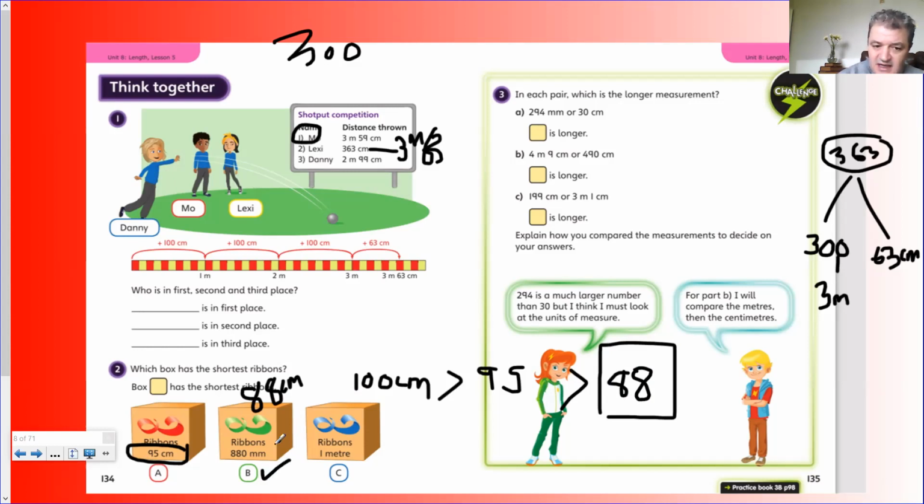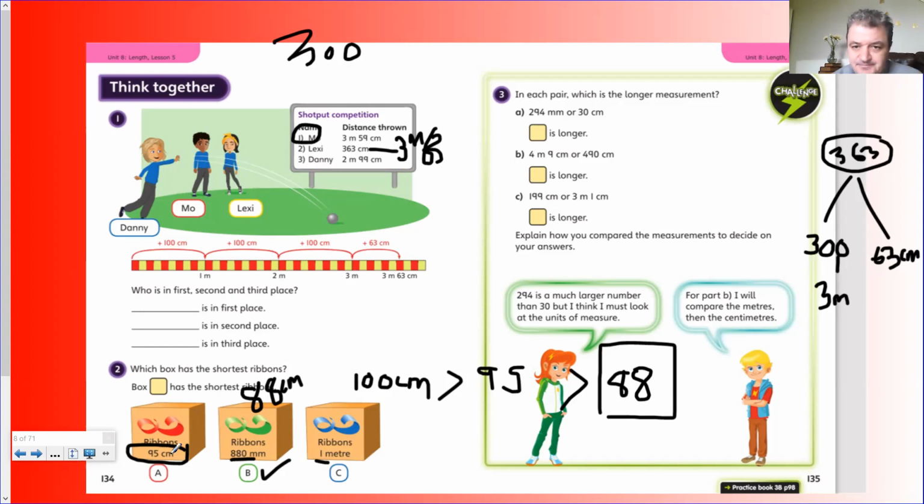See, we're not looking at the number here. Some people might just think, oh, it's 880, that's greater than 95. When we're looking at measurements, we've got to make sure that we're comparing the same thing. We're not looking at the numerical value of these numbers. We've got to make sure that we're looking at the unit of measurement. We convert them to the same unit of measurement, and then we can compare them. Okay?